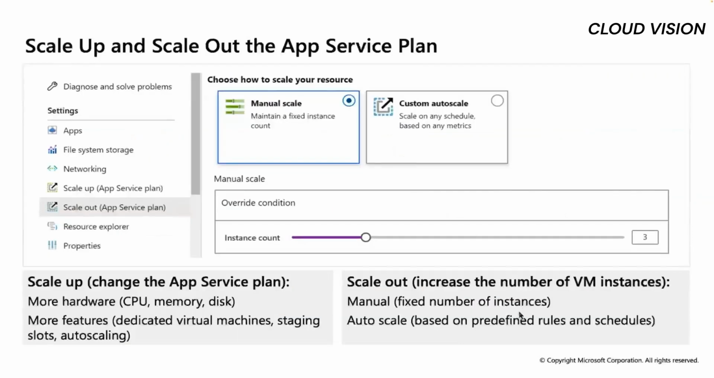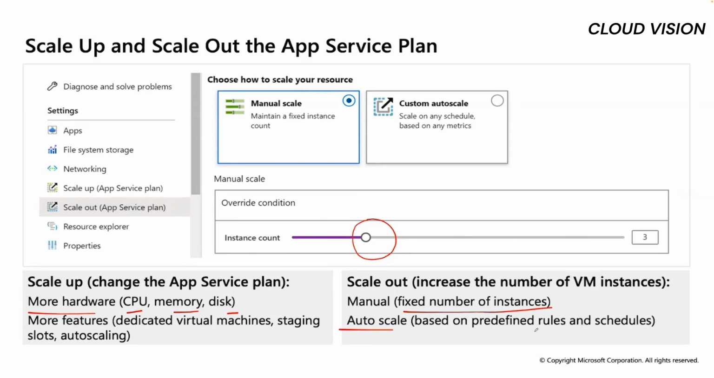This is about scale up and scale out of an app service plan. You can simply define the instance count and whether you want to do a manual scale or custom autoscale. You can define those parameters here. Scaling up requires more hardware, that means CPU, memory, disk, and so on, and more features like dedicated virtual machines, staging slots, and auto scaling. That's all available within this part. But scale out is either manual, with a fixed number of instances, or autoscale, which happens based on predefined rules and schedule.